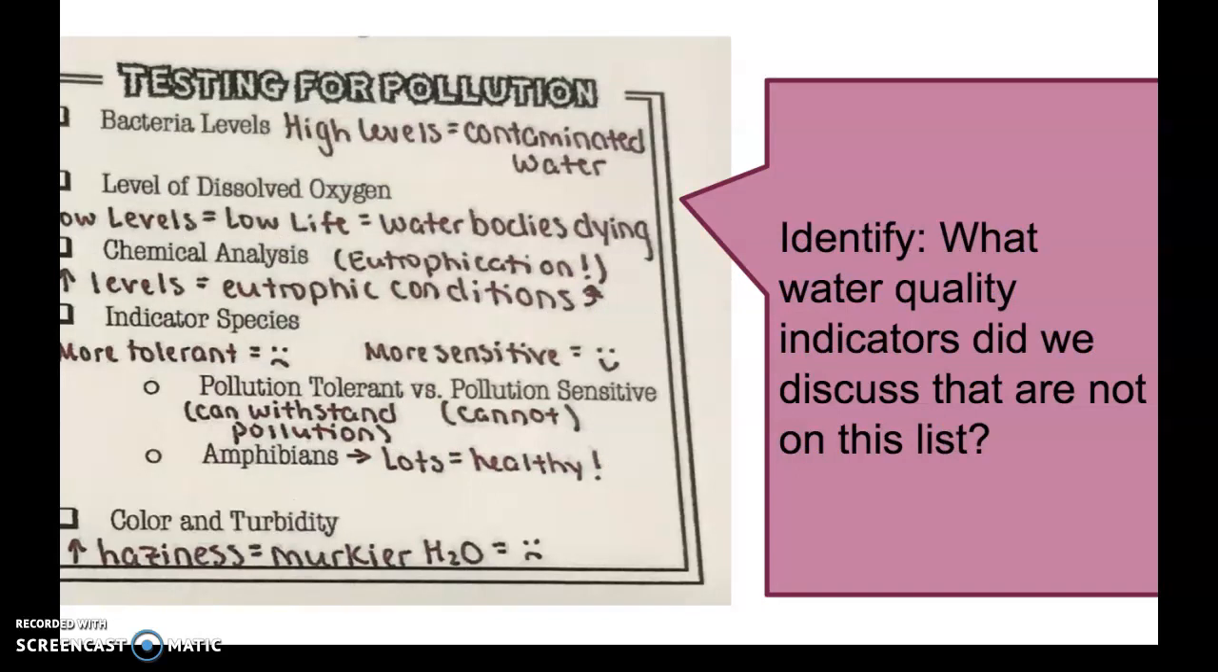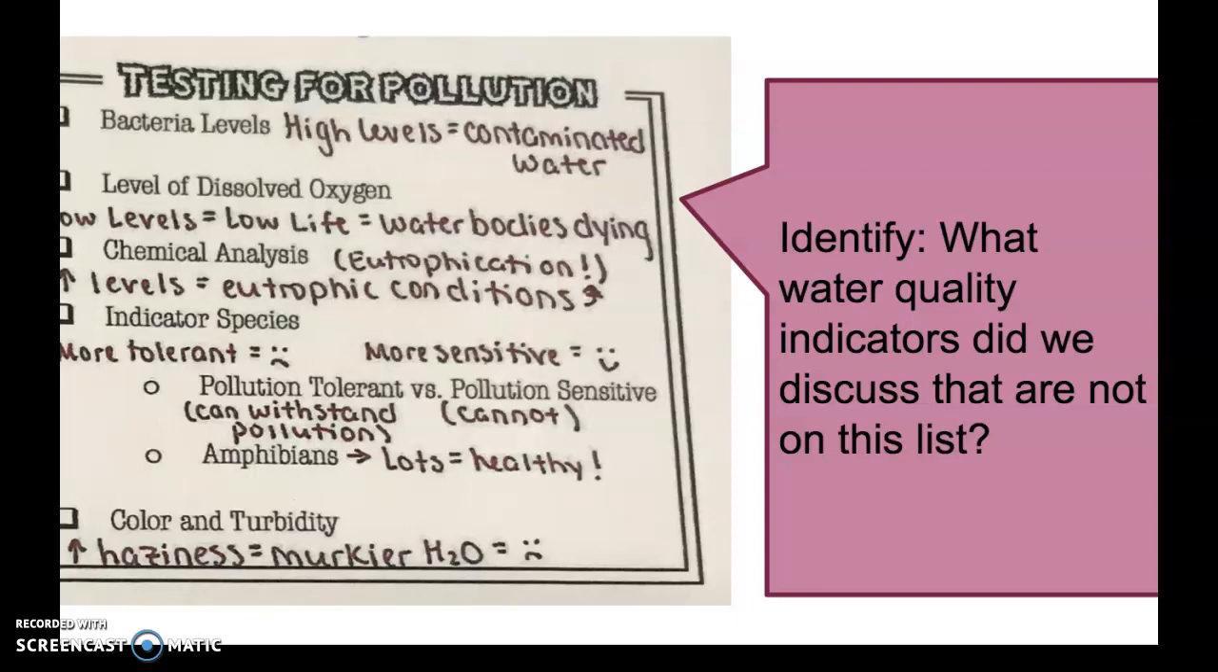Testing for pollution. We're going to go over these real quick because we talked about this in a lecture and we did our activity on it yesterday. So we can check the bacteria levels. High levels of bacteria typically mean that we have contaminated water. Levels of DO: if I have low levels of DO, that means there's low life.